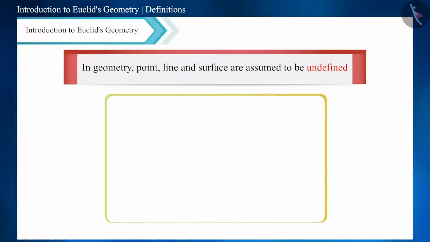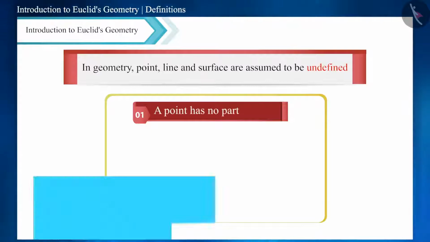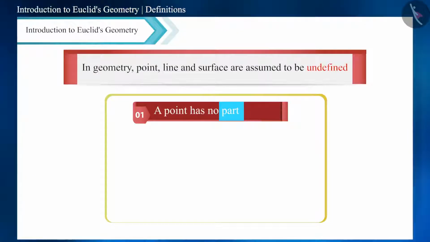Let's understand this. According to the first definition given by Euclid, a point is that which has no part. Here he did not define part. If we define a part by the space it occupies, can you make or show a point which has no part? No, it is not possible. No matter how small a point we make, it will occupy some space.